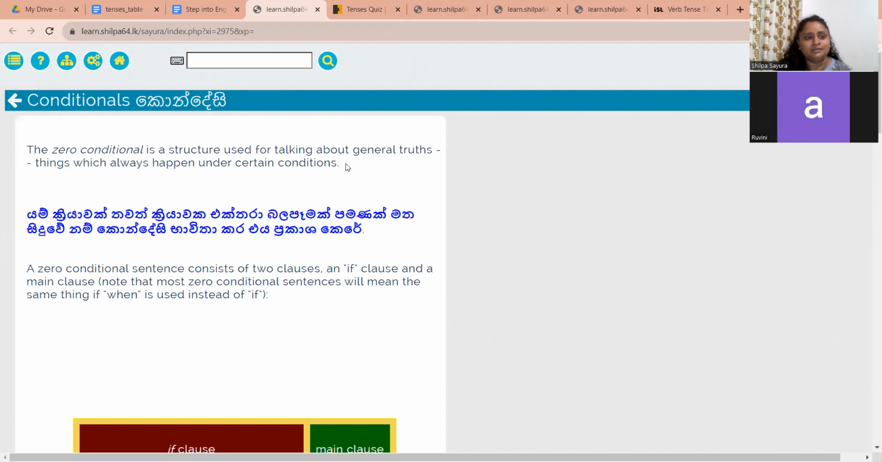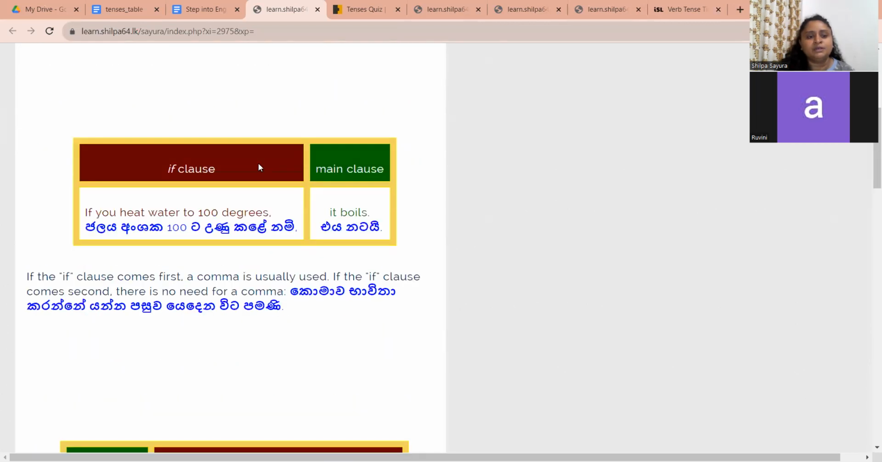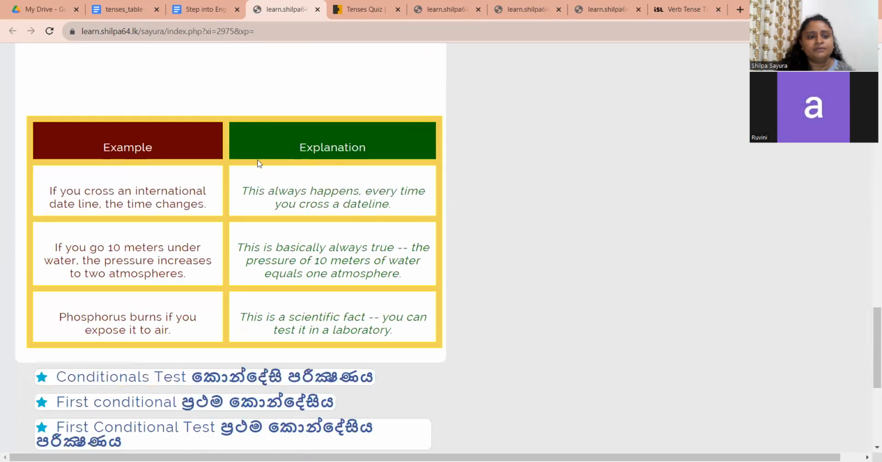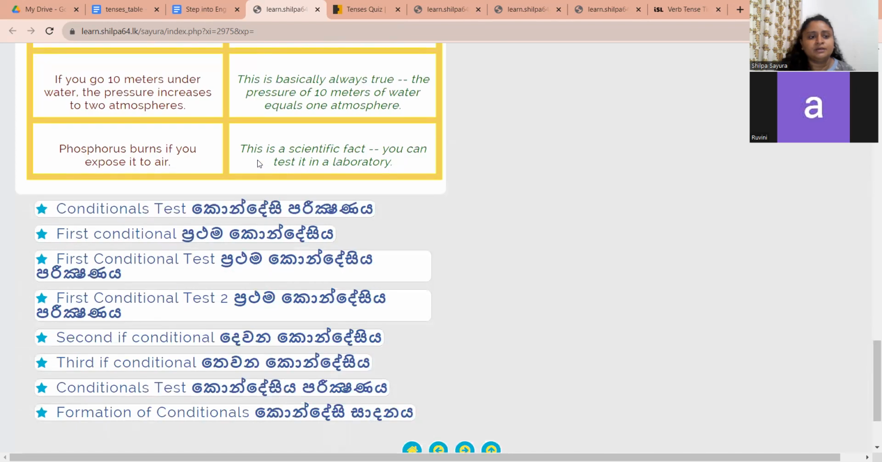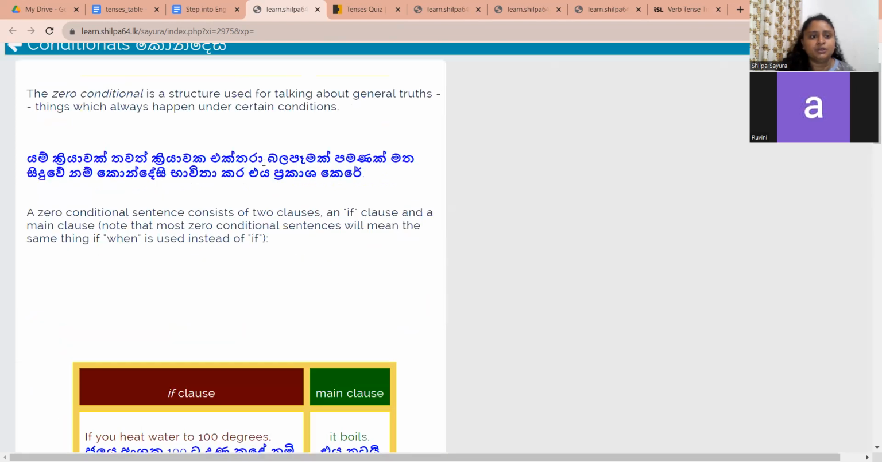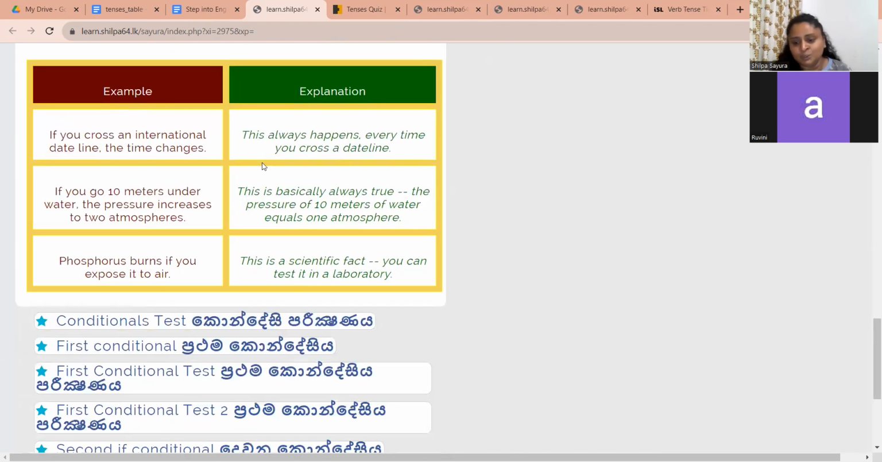Conditionals. So the zero conditional, so there are, you see, if you see some conditionals, there's one called zero condition. Does that mean there's no condition?